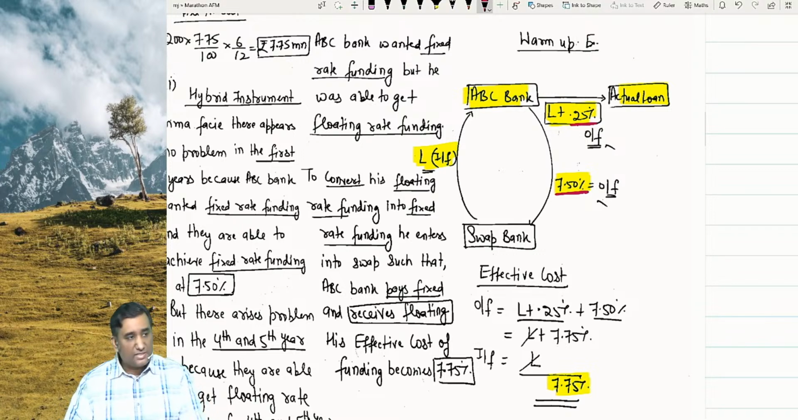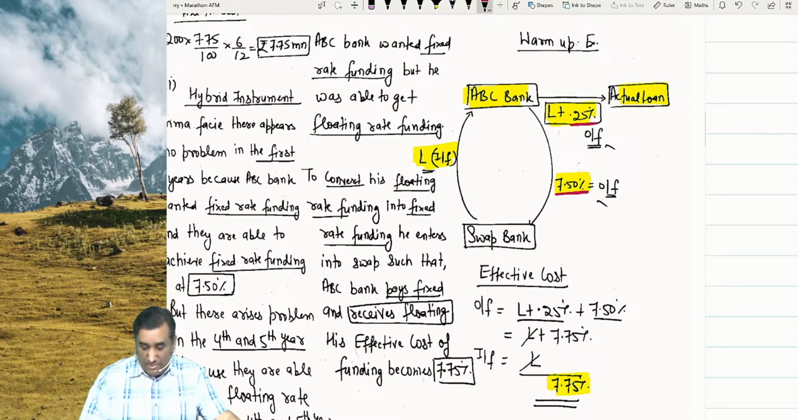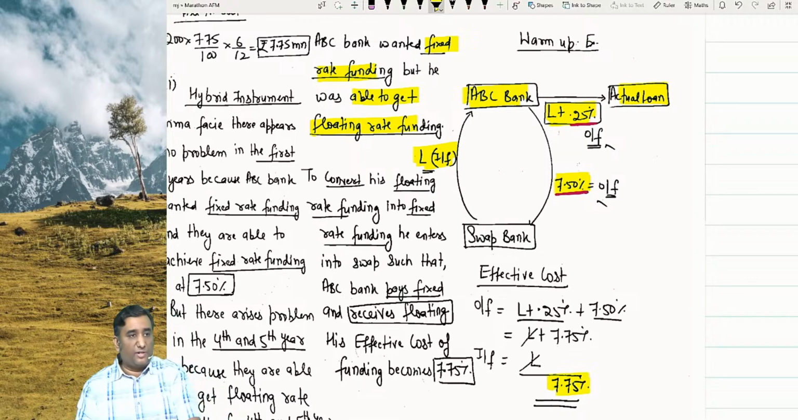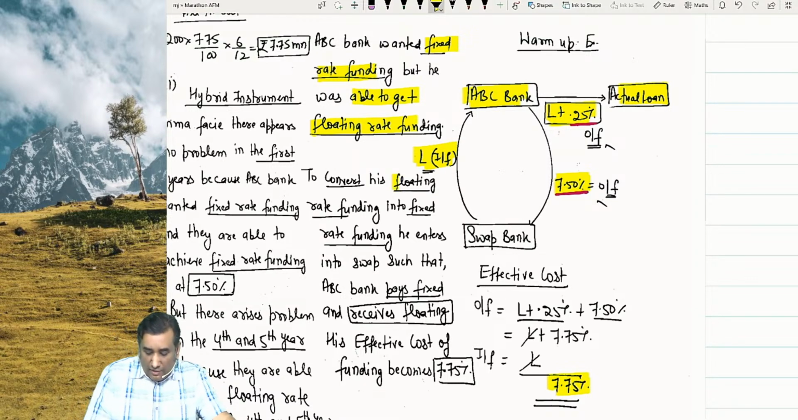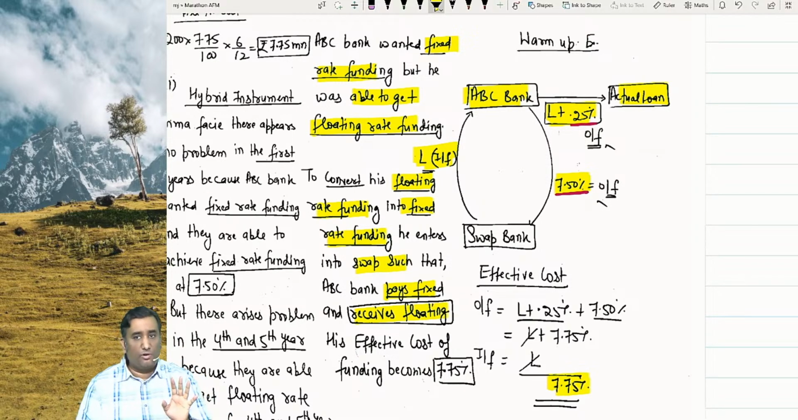Now try to understand, please. I have given in the words also, so that becomes easier. ABC Bank wanted a fixed rate funding, but was able to get a floating rate. The problem was he wanted fixed, but he got floating. To convert his floating rate funding into fixed rate funding, he enters into swaps such that he pays fixed and receives floating. Question did not mention you have done from your side, because your objective was to reduce what? Floating rate. Effective cost will become 7.75.